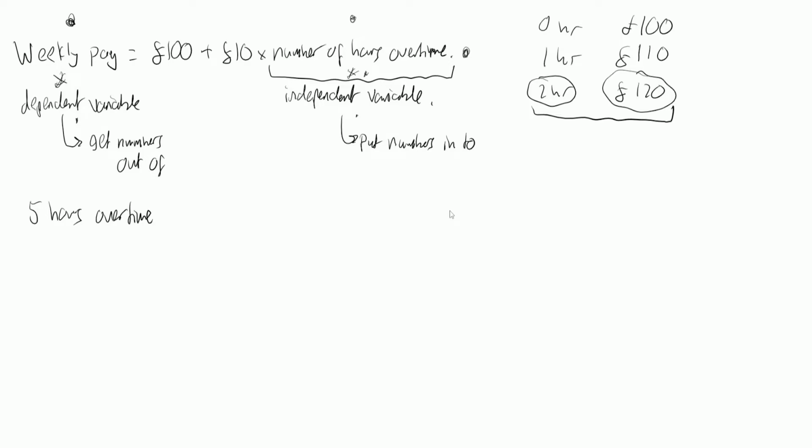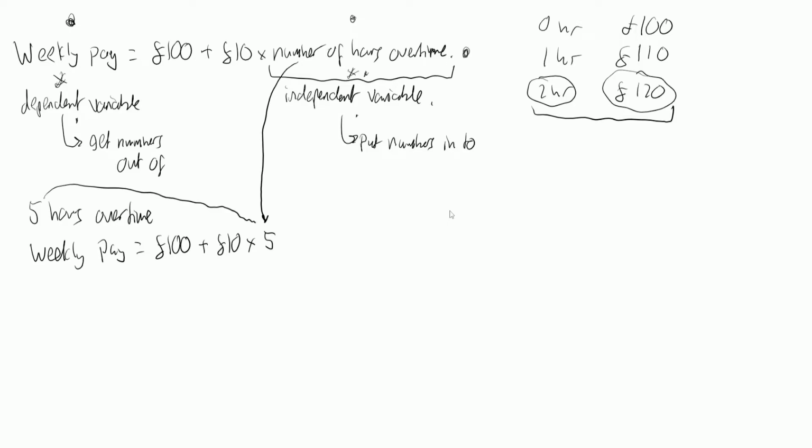Well, if we look at our equation, our weekly pay is going to be equal to the £100, that doesn't change, plus 10 times the number of hours overtime. So in this case we've got 5 hours of overtime. All I've done is replaced the number of hours overtime with the number 5. Just replaced the words with the number.